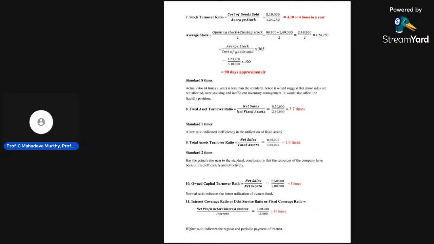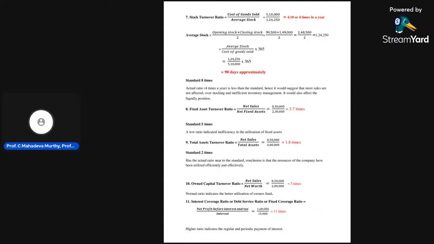Yes, here the actual ratio is 3.7 times, but the standard is 5 times. Minimum 5 times should be the turnover. The low ratio indicates inefficiency in the utilization of fixed assets. They are not utilizing them properly. The capacity of the machinery fixed assets is 10,000 units, but the organization is unable to utilize that. They are producing only 6,000. I gave that example. That is the meaning of that.